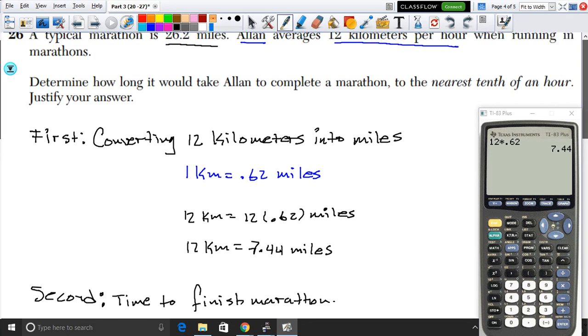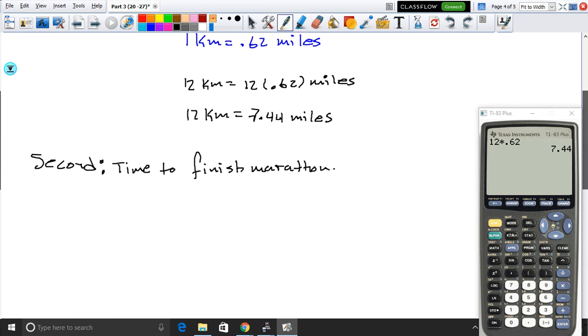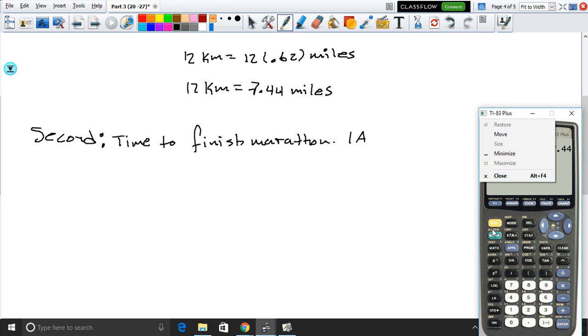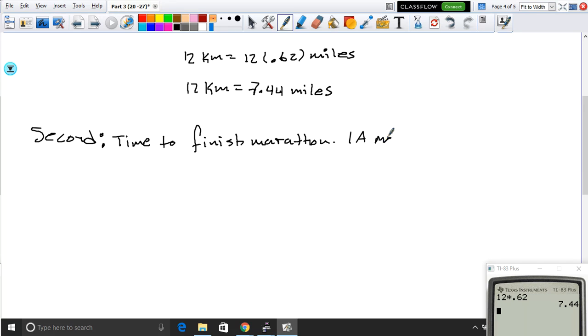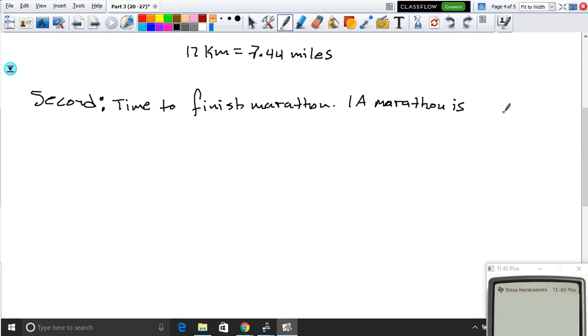All right, let's check that out. We know that a marathon is 26.2 miles. All right, so we have all we need. This is all the information that we need now, because now we know that the speed is equal to distance over time.